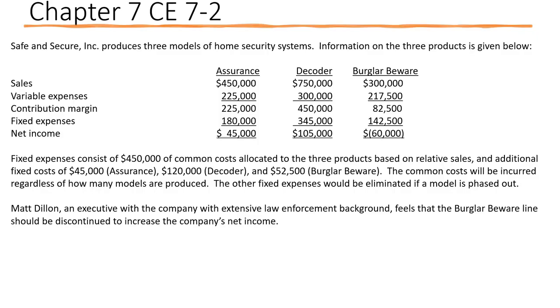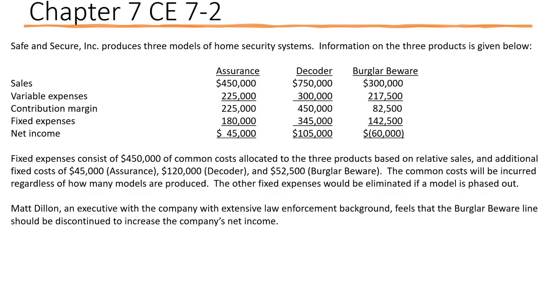Okay, now we'll look at the second one. Safe and Secure Incorporated produces 3 models of home security systems. Information on the 3 products is given below. So we have sales, variable expenses, our contribution margin, our fixed expenses, and net income for the 3 models: Assurance, Decoder, Burglar Beware.